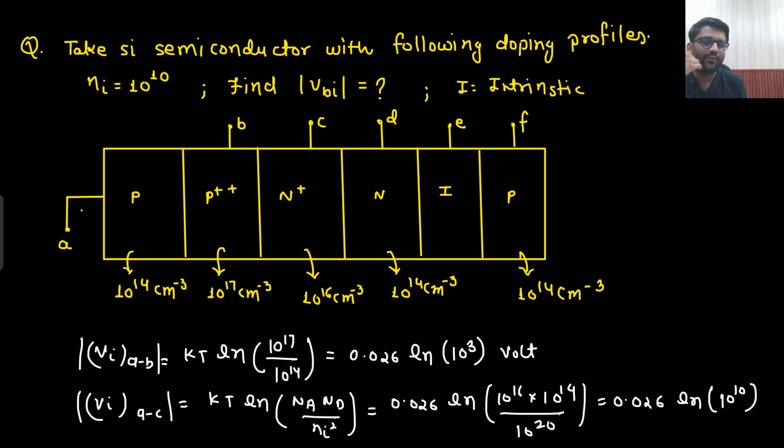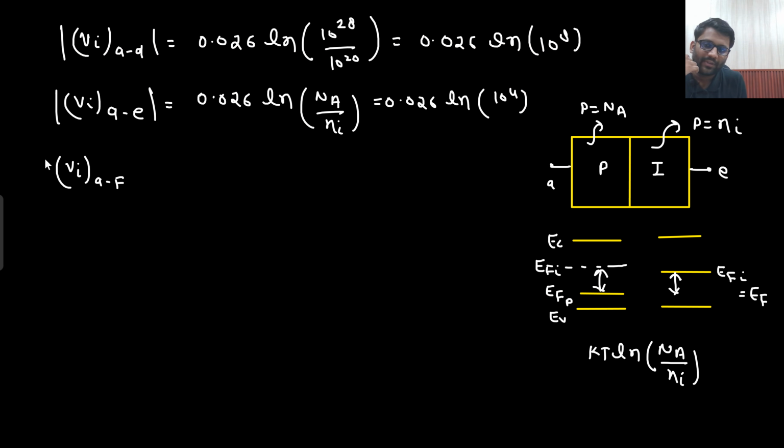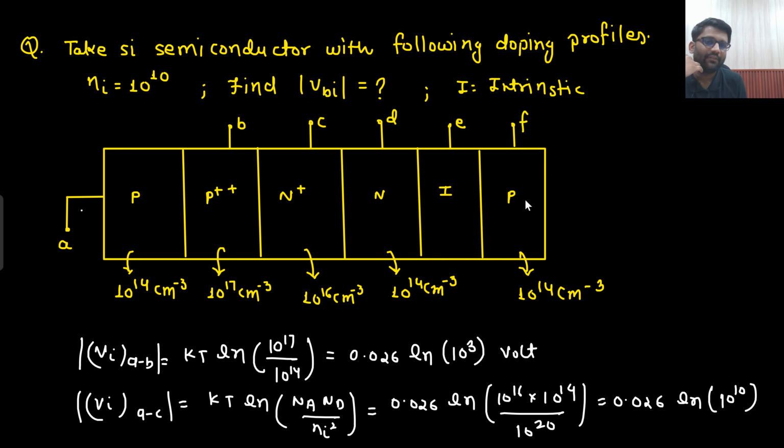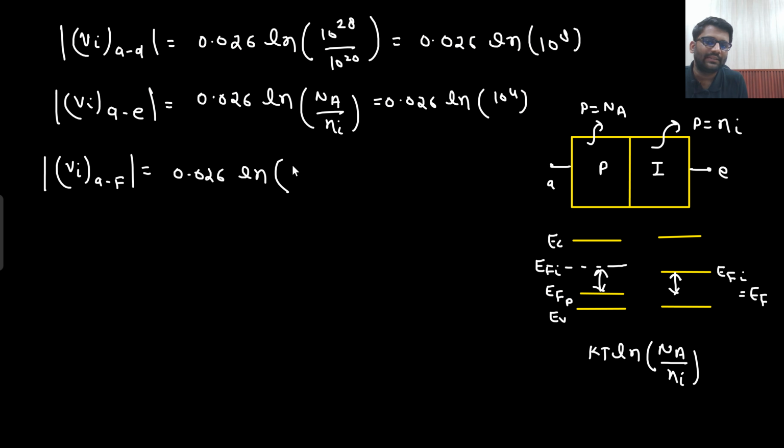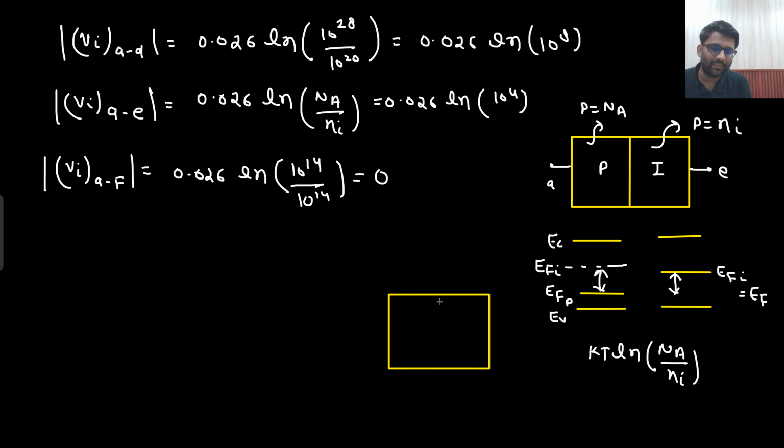Okay. Between A and F, what do you think? What will be the answer? Sir, KT ln 0.026 ln P versus P, 10 to the power 14 versus 10 to the power 14. What will be the answer? 0. If same material is there, what will be the answer? 0 only. Just think about it. P versus P. Same kind of doping is there. That means it is P type semiconductor, right? There will be no diffusion. If there is no diffusion, that means no negative charge is losing its whole. So no diffusion, nothing. So no built-in potential. So 0 built-in potential between A and F.